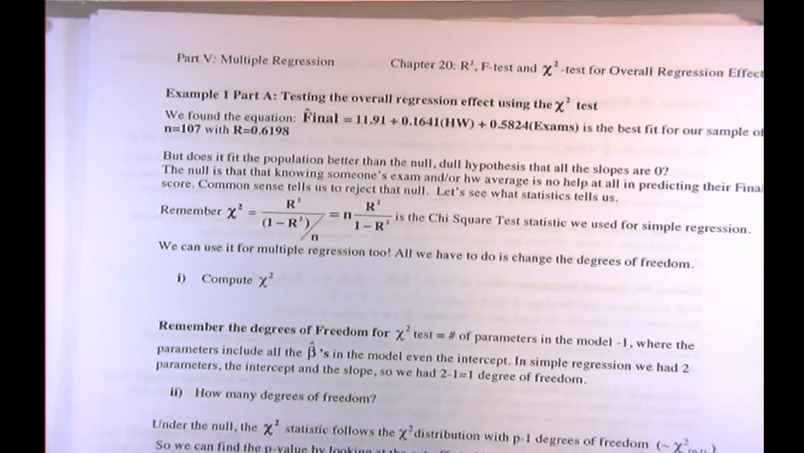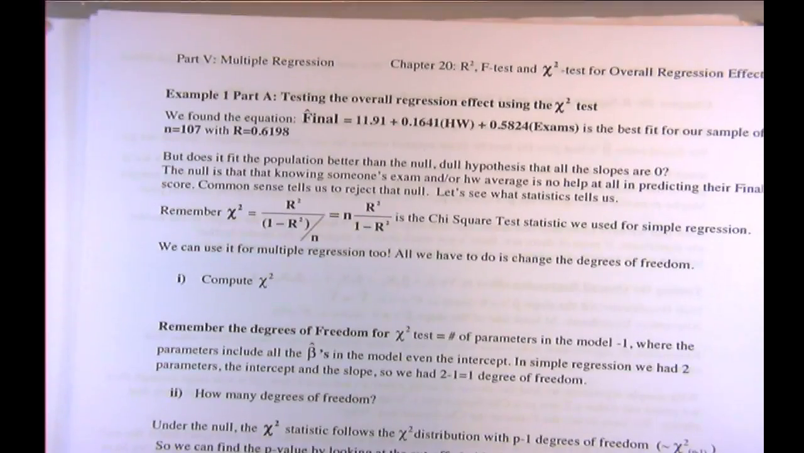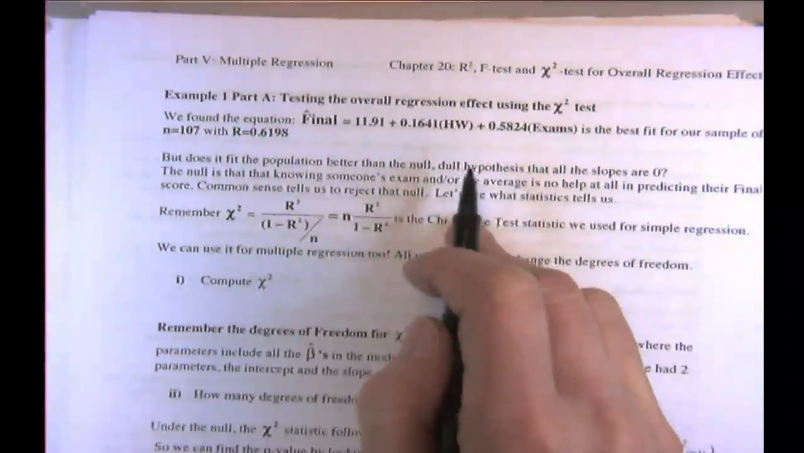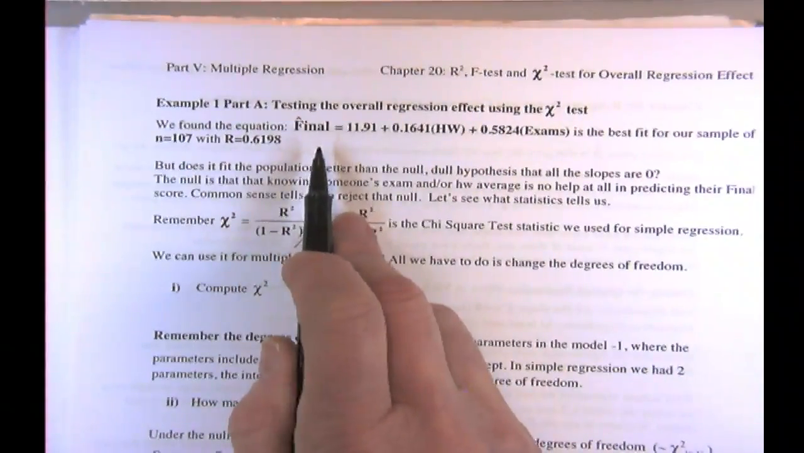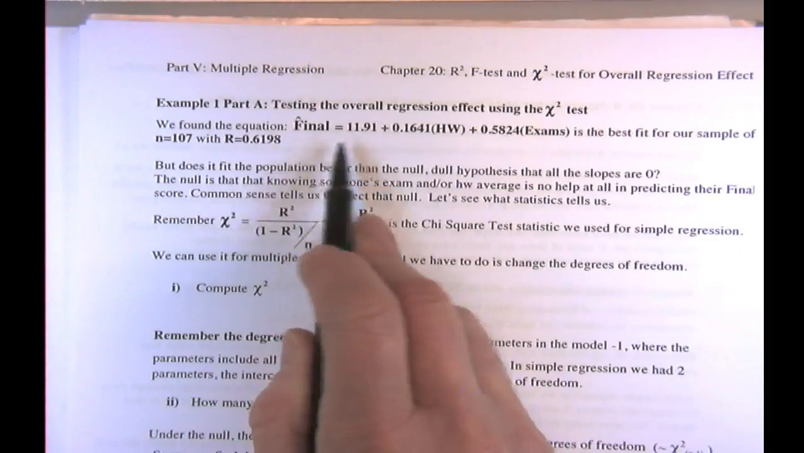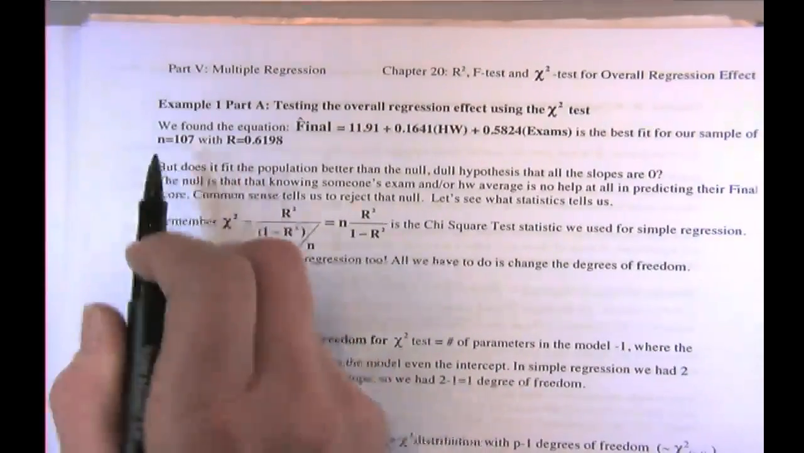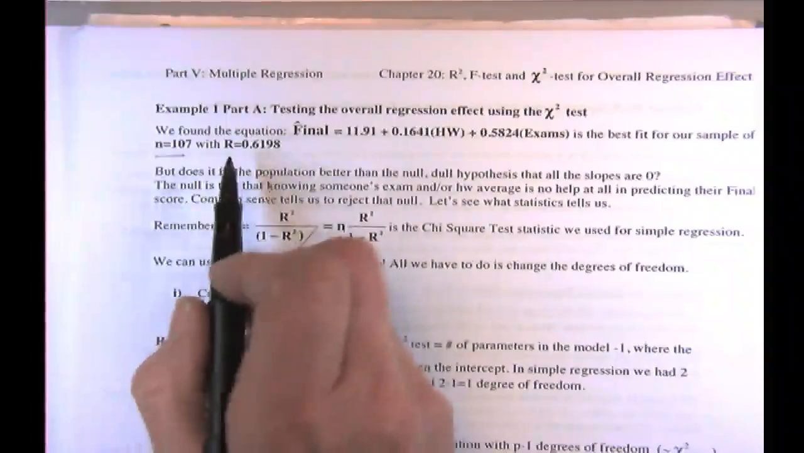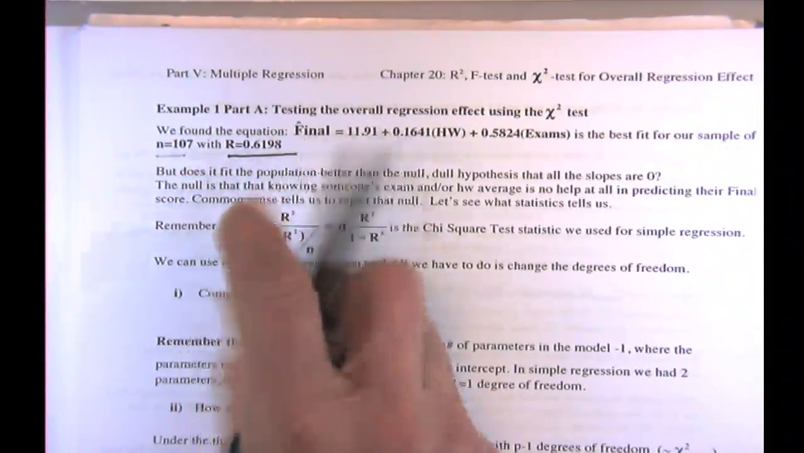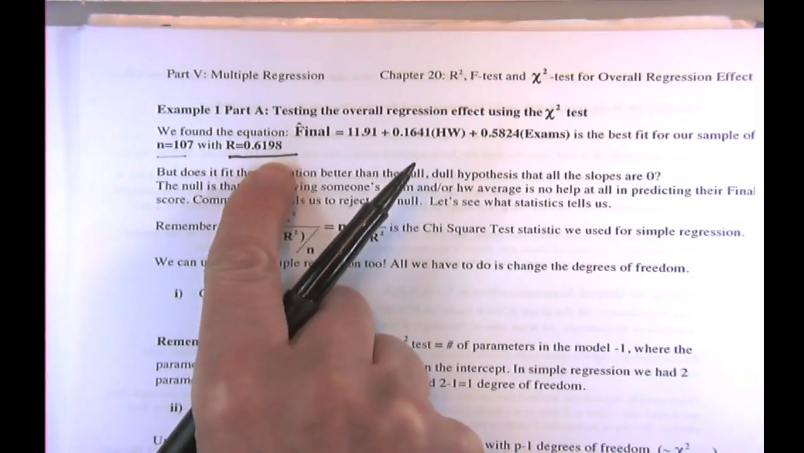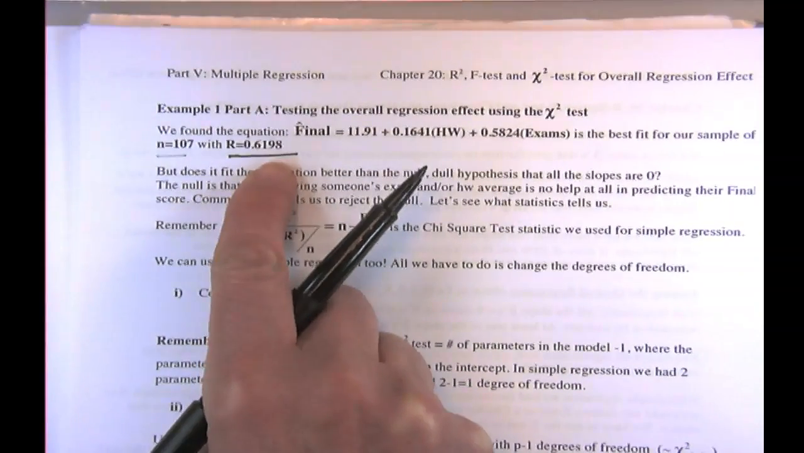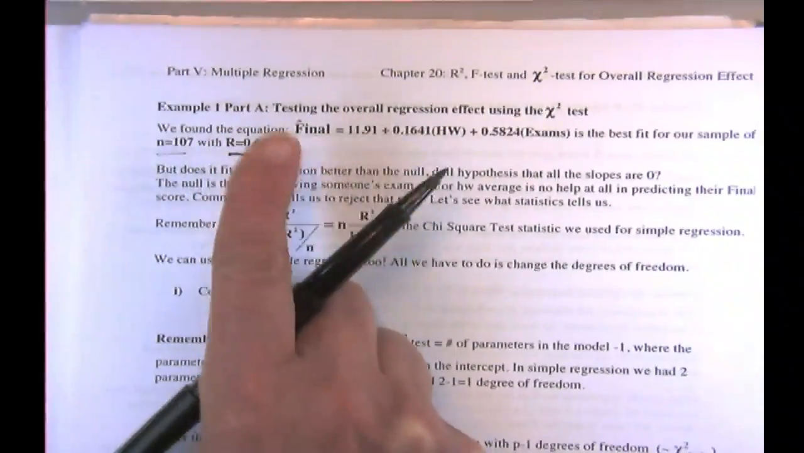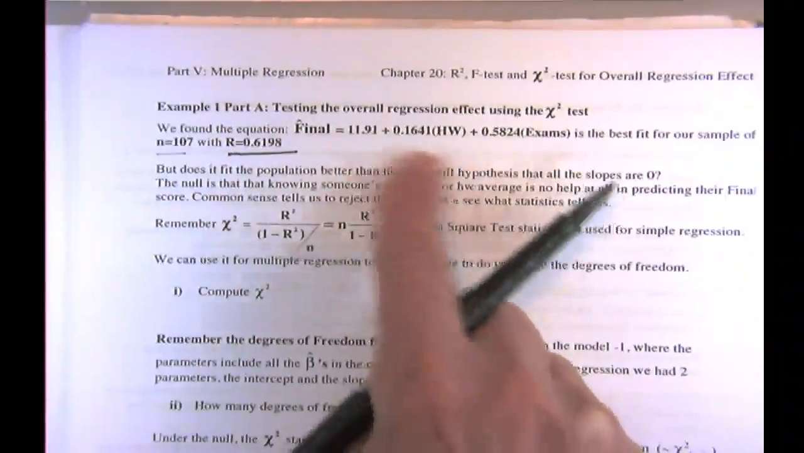Again, I like to take one example all the way through, so it just helps you see what's going on. We found this equation that we can predict the finals by, and it's the best fit for our sample. We had n equals 107, and I'm saying that the multiple correlation coefficient, r, is 0.6198. That's really big. This is going to be significant. This is a very big multiple correlation coefficient. And of course, you think it's significant.